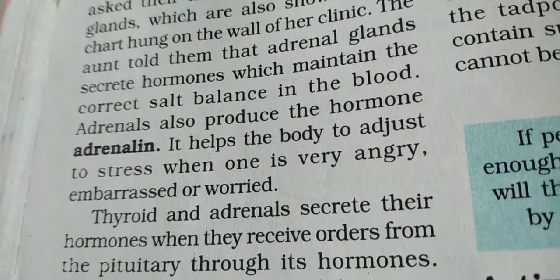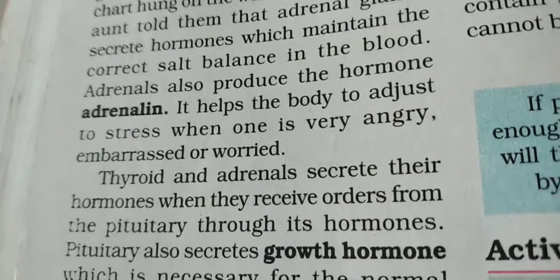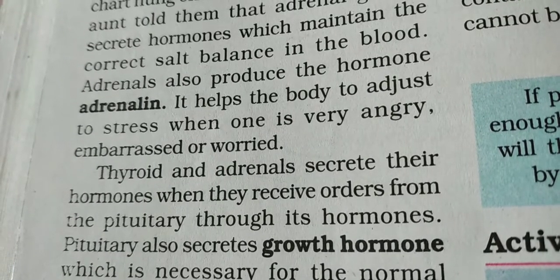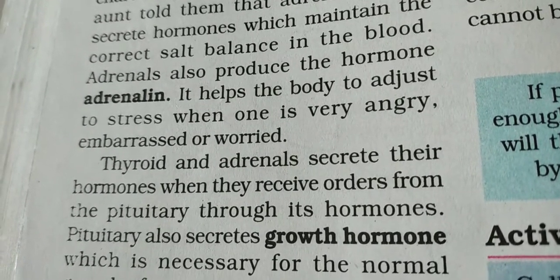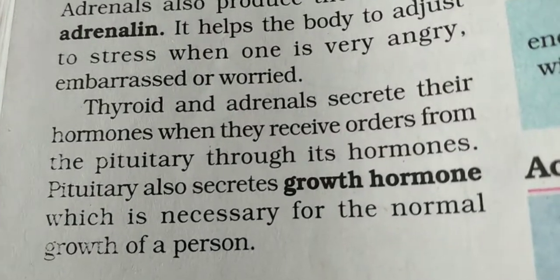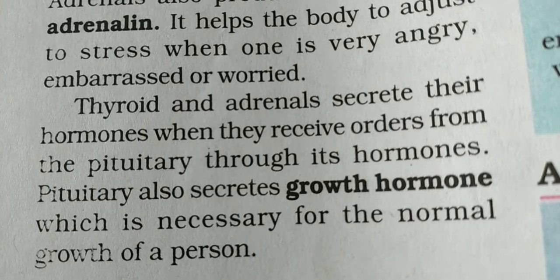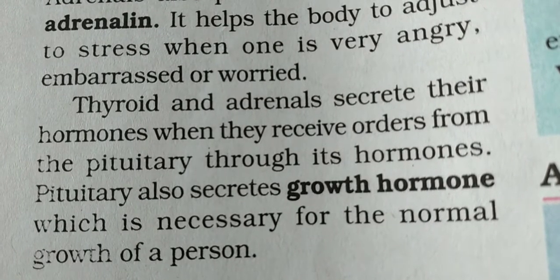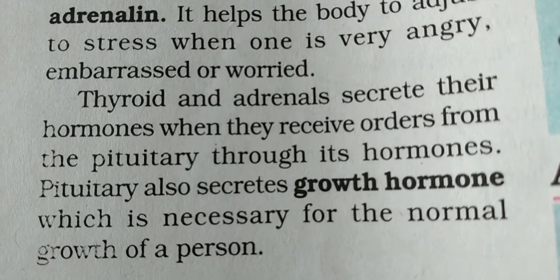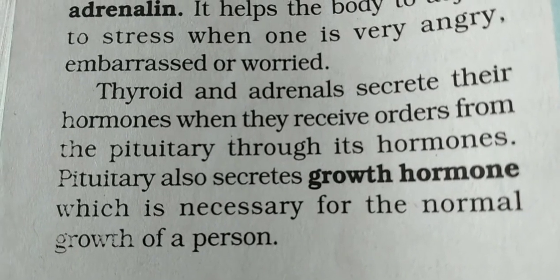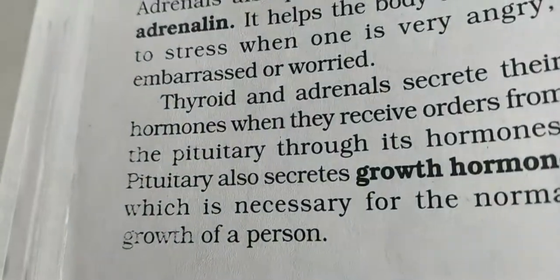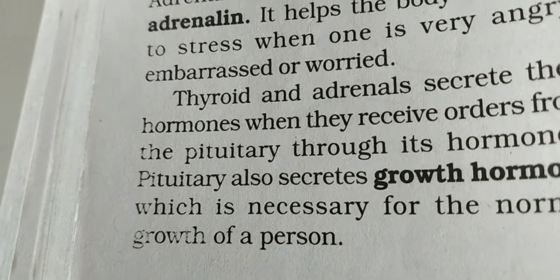Now thyroid and adrenals secrete their hormones when they receive orders from the pituitary through its hormones. The pituitary also secretes growth hormone, which is necessary for the normal growth of a person. So you can see that all the other glands are more or less controlled by the hormones secreted by the pituitary gland. So we can say in our local language, that it is the father of all the glands.